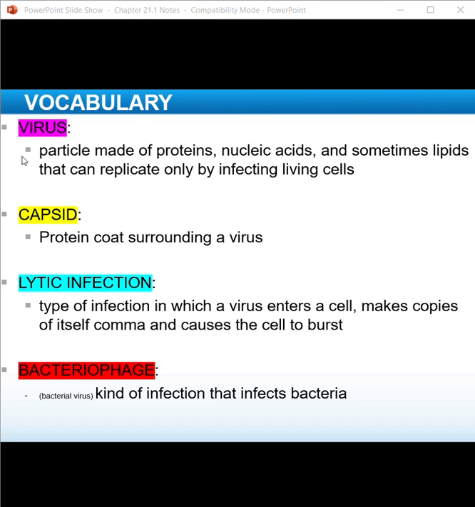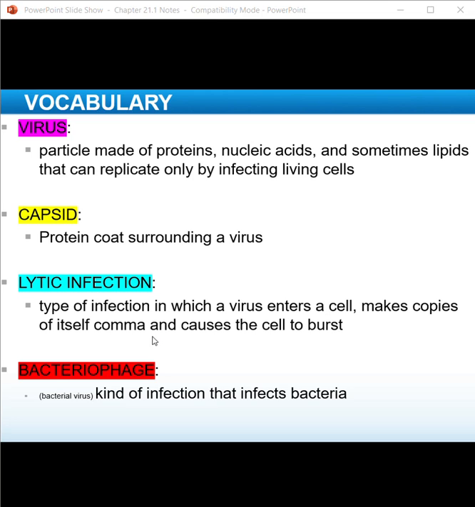If we go to the next word, capsid, this is a protein coat surrounding a virus, meaning it's going to be a coat surrounding a virus. Like it surrounds it, it encapsulates it. Next, we have lytic infection. This is a type of infection in which a virus enters a cell, makes copies of itself, and causes the cell to burst. So when you hear lytic, you should think burst.